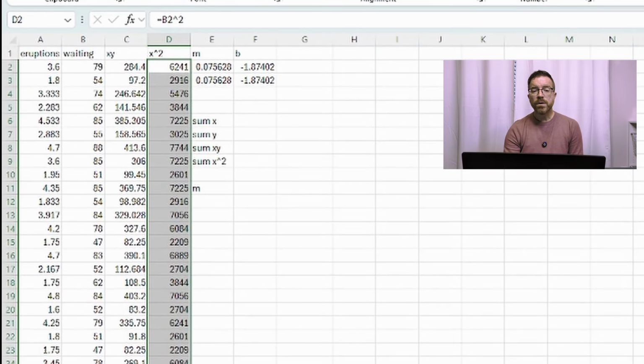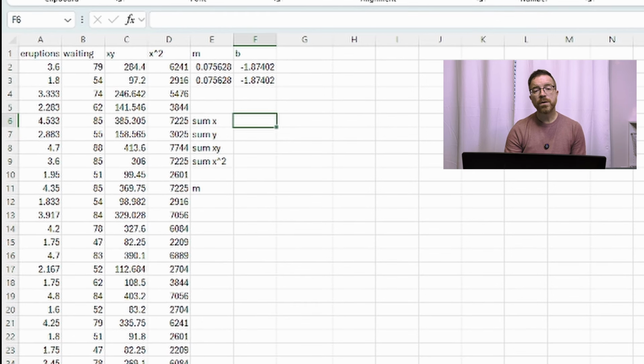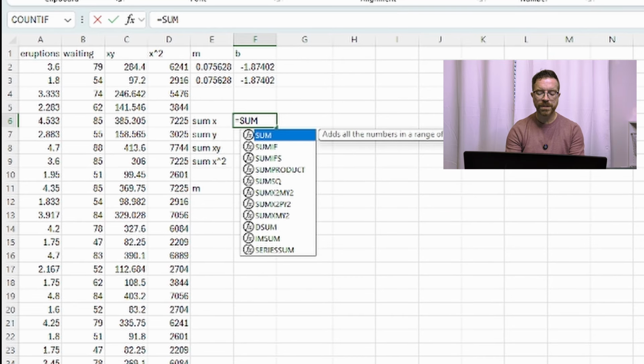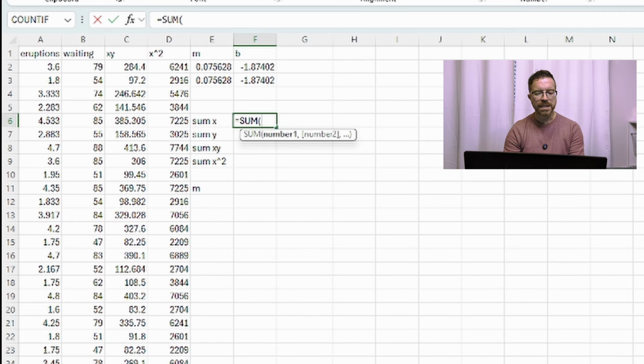Okay, so now in order to solve this, we're going to figure out the sum of our x's, our y's, our x times y, and our x squareds. In order to do this, we're going to do equals, and this is going to be capital SUM, open parentheses, and then I need to select my values. In this case, my x values were my weighting, which means that it's going to be from B2 to B273.